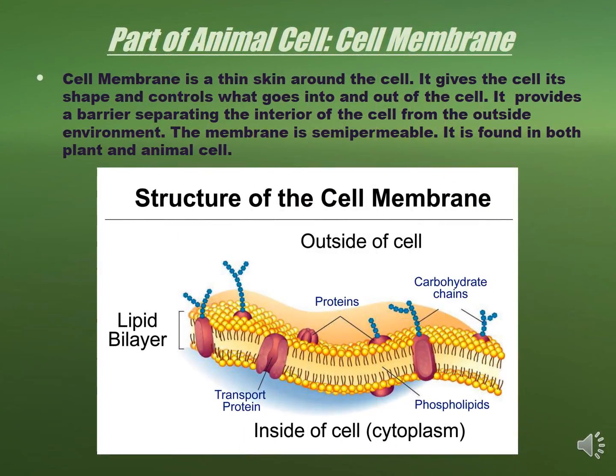Parts of animal cell. Cell membrane. Cell membrane is a thin skin around the cell. It gives the cell its shape and controls what goes into and out of the cell. It provides a barrier separating the interior of the cell from the outside environment. The membrane is semi-permeable. It is found in both plant and animal cell.